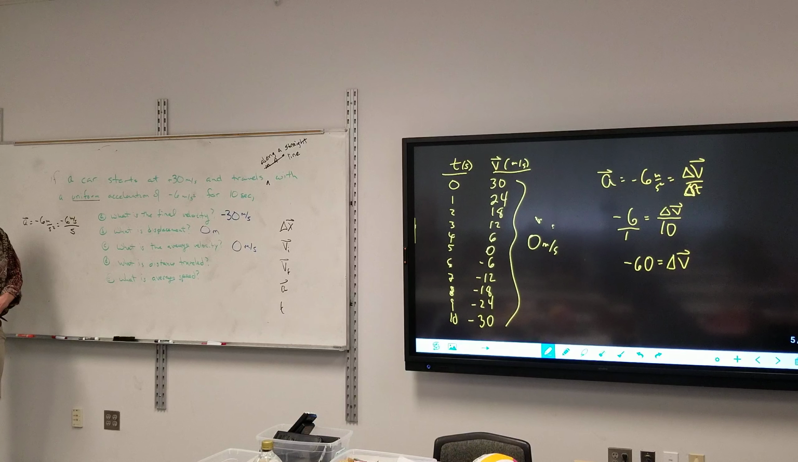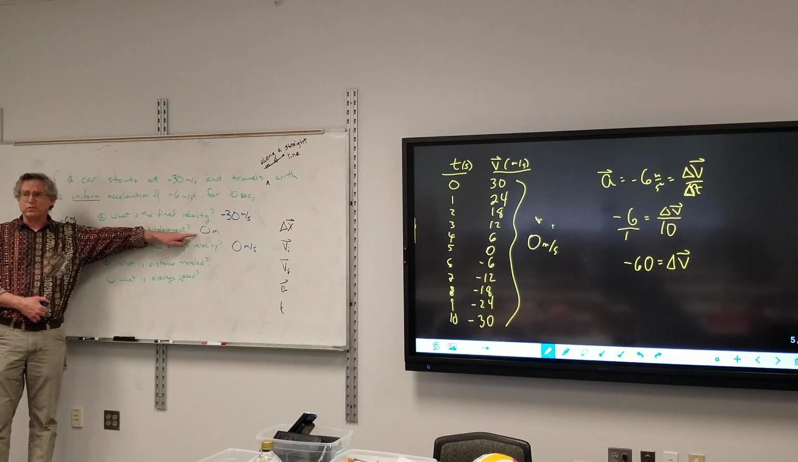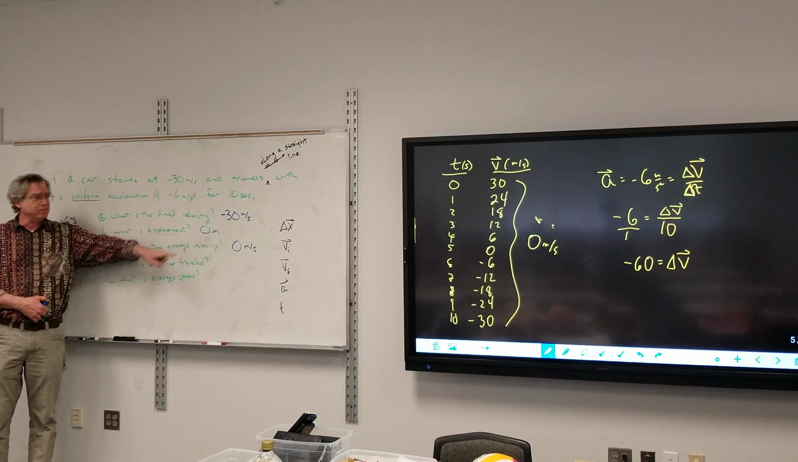Distance traveled. Well, I know I've traveled more than 0 meters. This is just telling me I am 0 meters from where I started. So this just tells me I'm back at my starting point.